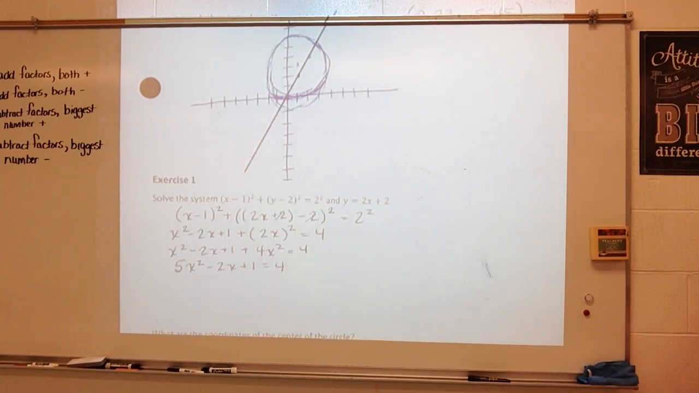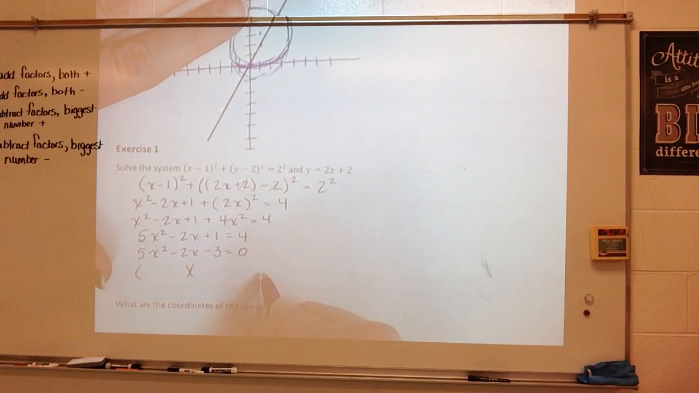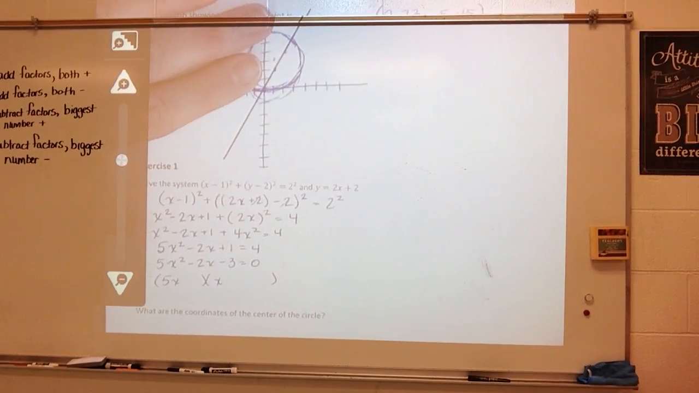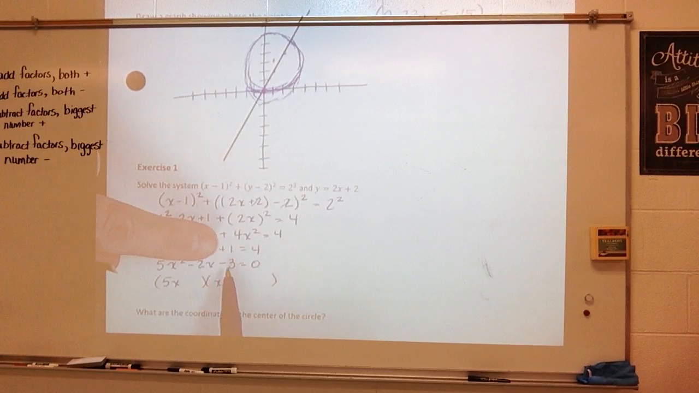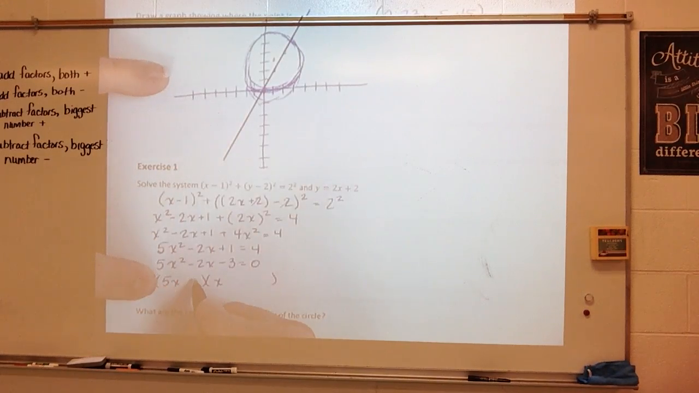I would suggest that you bring the 4 over. 5x squared minus 2x minus 3 is equal to 0. And at this point in time, I need to factor it. Alright, so we'll factor, and we'll do 5x and x because that is really the only way to factor 5. Alright, and then I need to be able to factor 3 to get 2. Got to be really careful because this is a 5. So if I do 3 and 1, this is going to be negative, this is going to be positive.